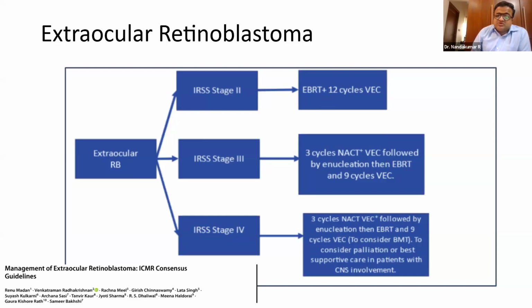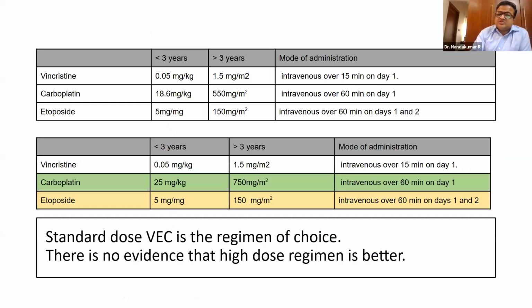And if you have a stage 4, now this is very important, because if you have a stage 4 retinoblastoma with marrow mets, there is still a role for autologous stem cell rescue. If you have CNS involvement, it is better to leave that child because palliation will be your intent. So in extraocular retinoblastoma stage 4 with marrow mets, please try autologous stem cell rescue because it has provided survival benefit. If it is CNS mets, it is palliation.